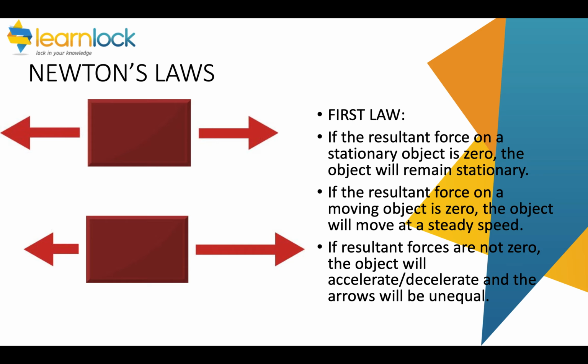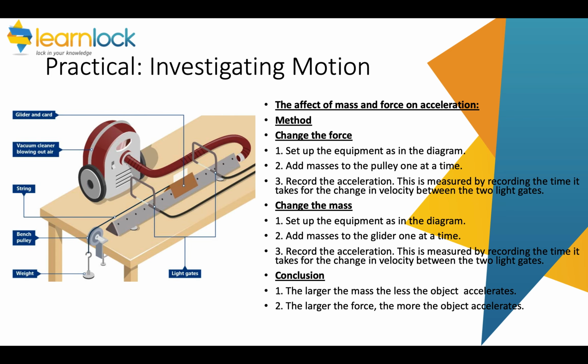If you wanted to see the effect of mass, you would add different masses to the glider, but keep the forces here the same. And you would repeat the experiment. What you would find out is if you add more masses, the object accelerates less. But if you add more force here, the object accelerates more.